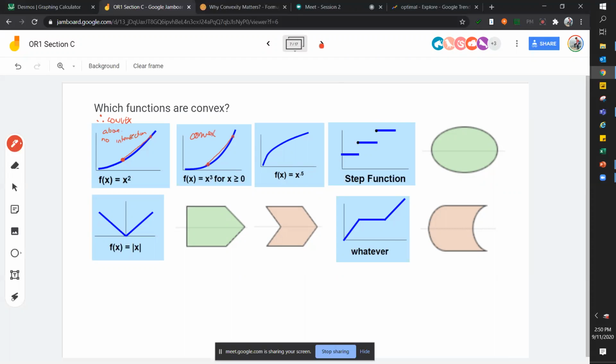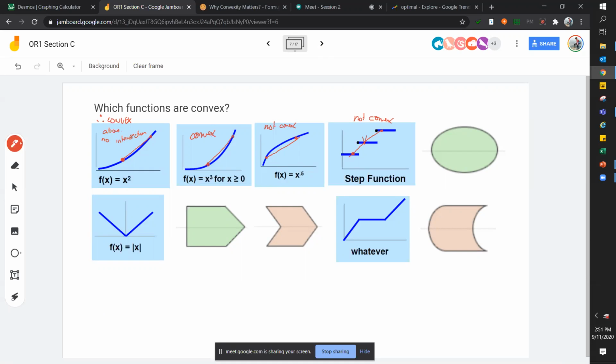How about this one? I select a point here, I select another point here, pinag-connect ko sila. Is it a convex? So this is not a convex. How about this one? May point ako dun, may point ako dun, pinag-connect ko sila. Is it a convex? Bakit? Correct, may intersection. So this is not a convex function.